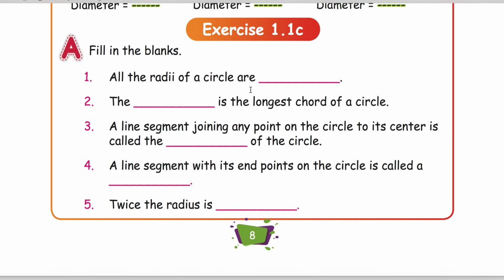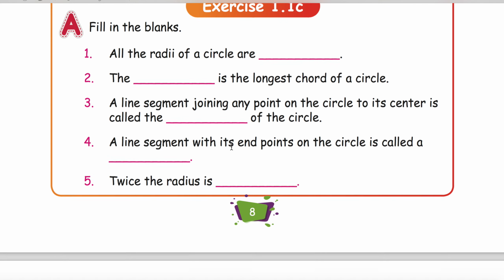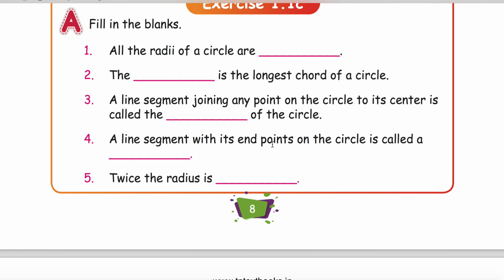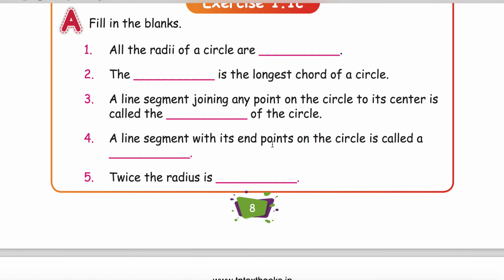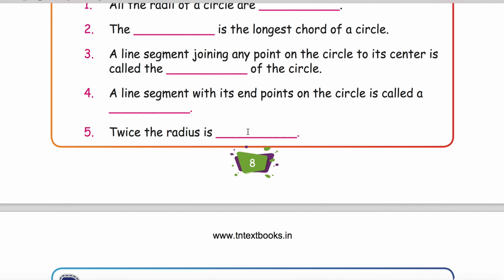All the radii of a circle are equal, right? The diameter is the longest chord of a circle. A line segment joining any point on the circle to its center is called the radius of the circle. A line segment with its endpoints on the circle is called a chord. Twice the radius is the diameter.